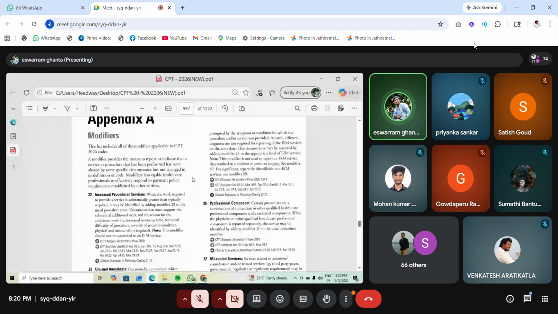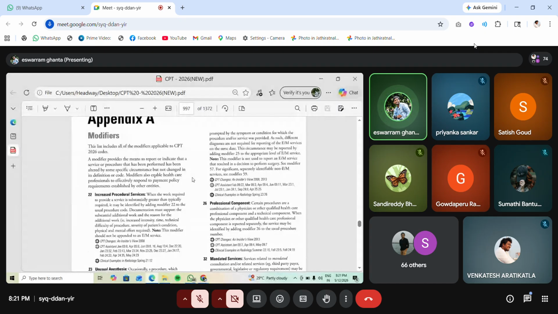50 modifier, 73 modifier, 74, 51, 59, and 62. Can you please repeat again? 50, 73, 74, 51, 59, and 62. These are very, very commonly repeated and very important modifiers. These are Appendix A modifiers.